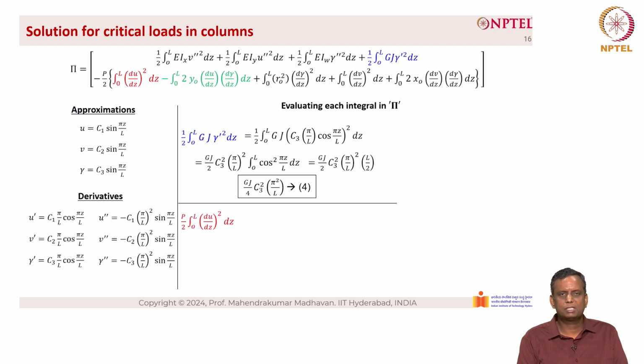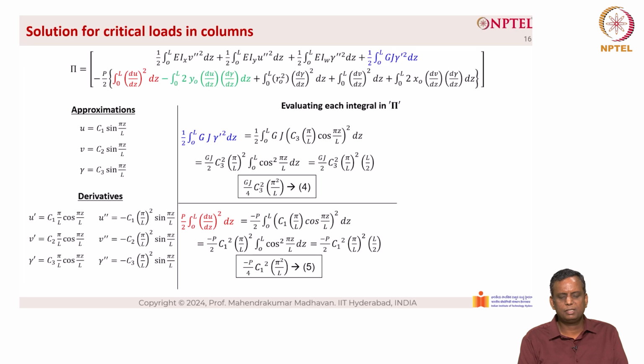Now equation 5 is given as P by 2 into integral 0 to L (du by dz) the whole square into dz. So when we do so, we have minus P by 2 into integral 0 to L C1 into pi by L into cos(pi z by L) the whole square into dz. We need to understand this minus value comes from the above equation for pi, where there is a minus P by 2 on the outside of the brackets, which when multiplied comes inside the bracket, and hence we have this minus term. Now when we simplify this further, we have minus P by 4 into C1 square into pi square by L, which is equation 5.